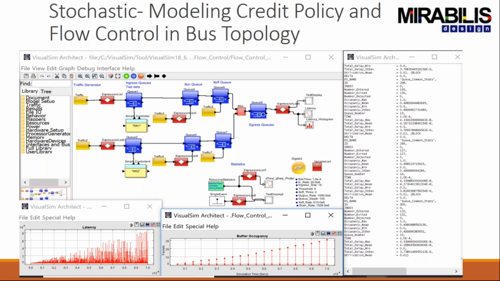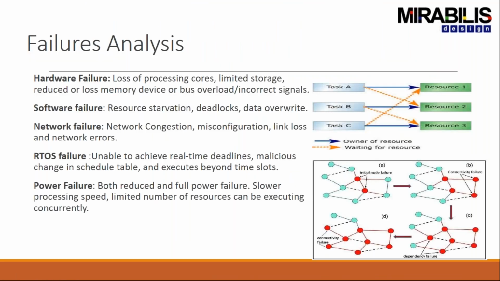Minutes ago. Now, the very interesting topic called variant analysis, which I already explained, is very important because every design will at some time incur some type of failures. So here we are looking for different kinds of failure at hardware level, software, RTOS, power, and network.